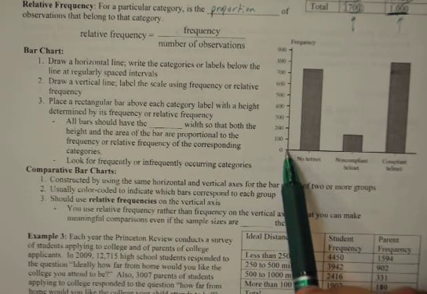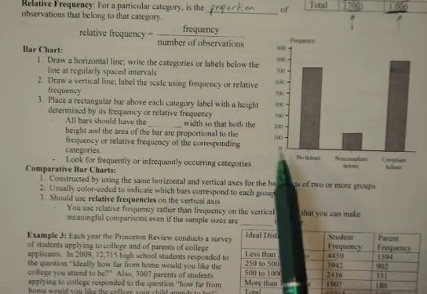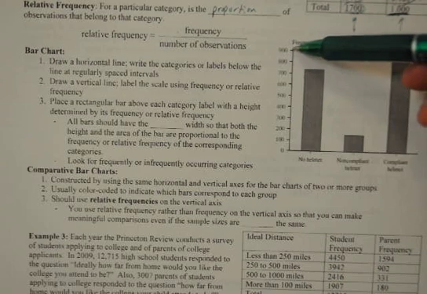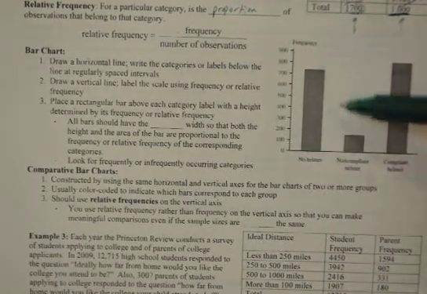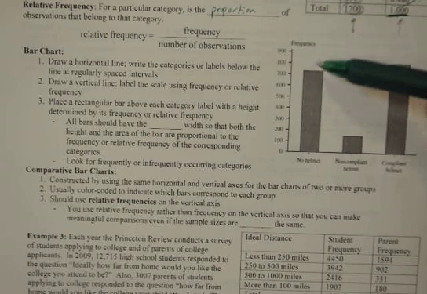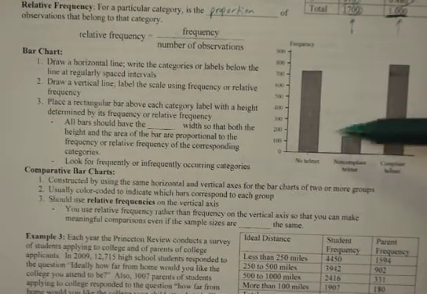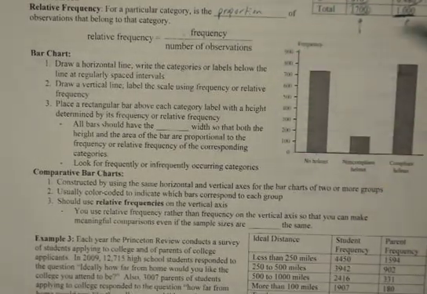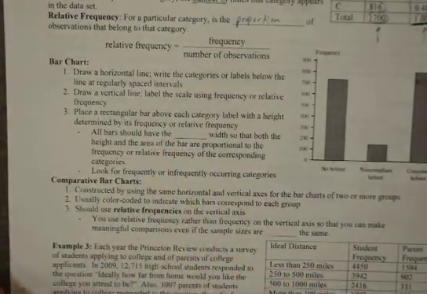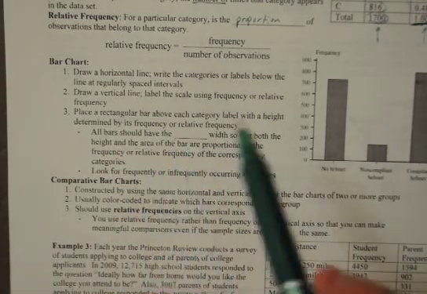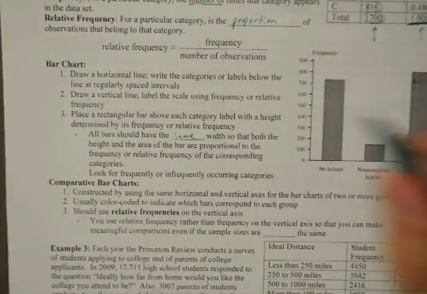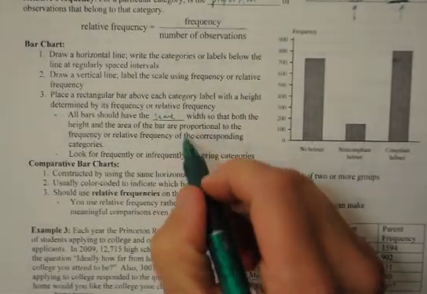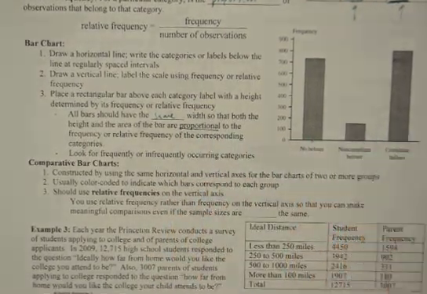There are exceptions to this, but in categorical data, we would like this to start at 0 to see the bars. And then you have options for the vertical line. You could put the frequency, like done here, or you could put the relative frequency as well. It would look exactly the same, you would just have relative frequency. All bars should have the same width, so that both the height and the area of the bar are proportional. You want these to be proportional to each other.